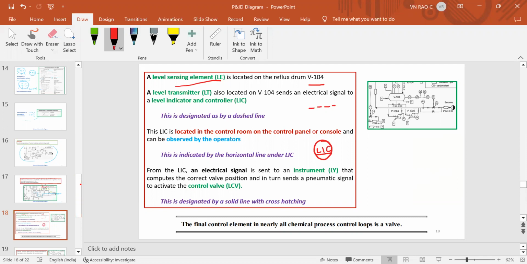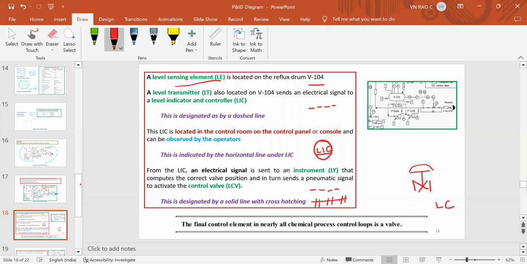The second one is from LIC, where an electrical signal is sent to the instrument LY. So LIC to LY, electrical signal. From LY to LCV, this is like this, which means pneumatic or air operated. Ultimately, the final control element is the valve. So this is my final control element, LCV.